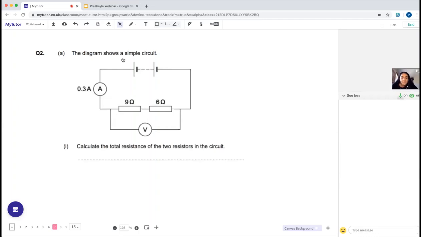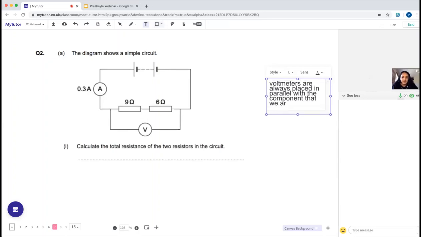Now, it's important to remember the rule about voltmeters, and hopefully you know that voltmeters are always placed in parallel with the components that we're trying to measure. So voltmeters are always placed in parallel with the components that we are trying to measure.